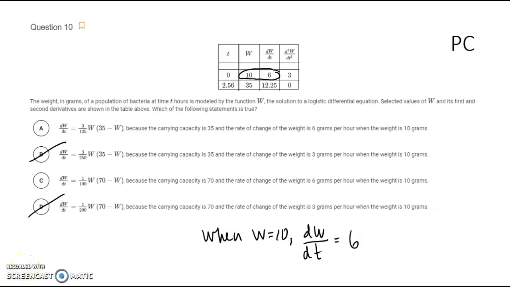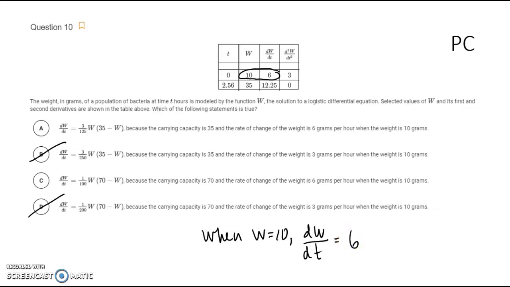So I think I may have mentioned in class, the way that the table is organized was a little bit challenging. But again, when the weight is 10, why did I pick that? Because that was given in the multiple choice. When the weight is 10, what's the rate of change of the weight? Well, from the table, it's equal to 6. What are my units? Grams per hour. Okay, so I could eliminate that.